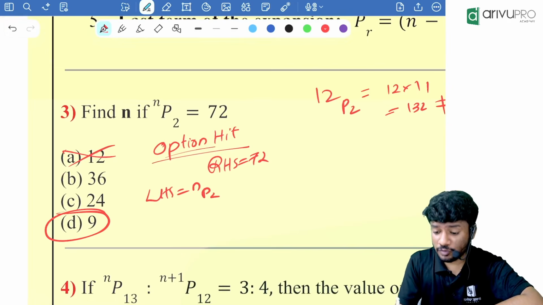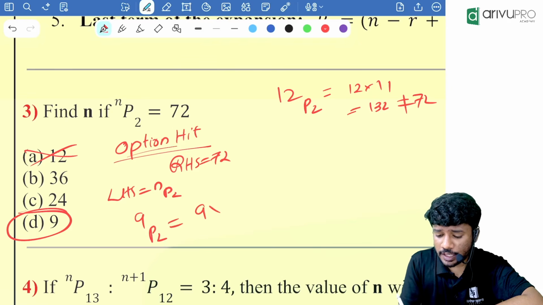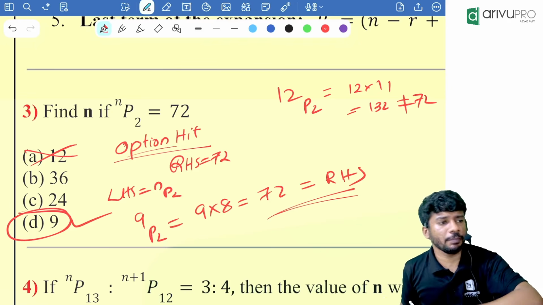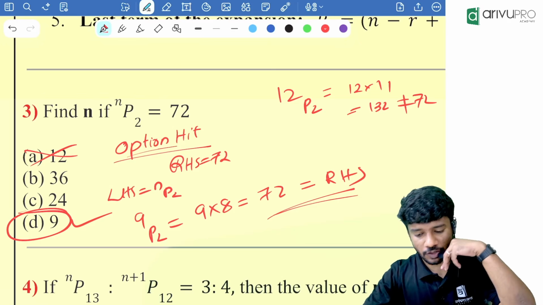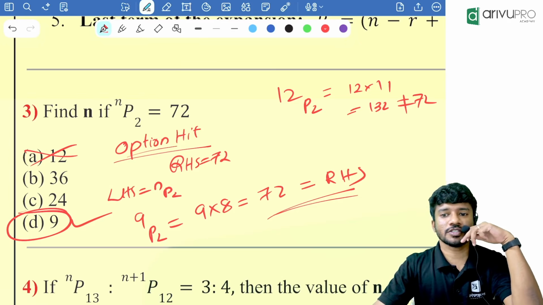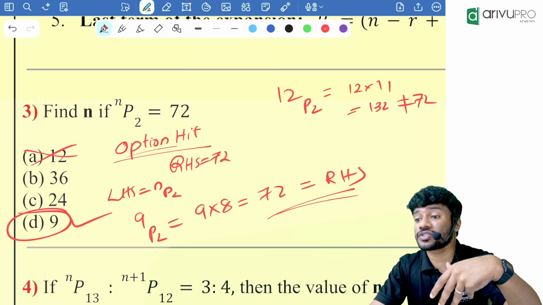Option D, yeah, we will check. That is how much? 9P2, which is equal to 9 into 8, which is equal to how much? 72, which is equal to our what? RHS. So which option is the answer, people? Option D is your answer. I hope that everyone understood this. Got it, people? They will ask just like this.